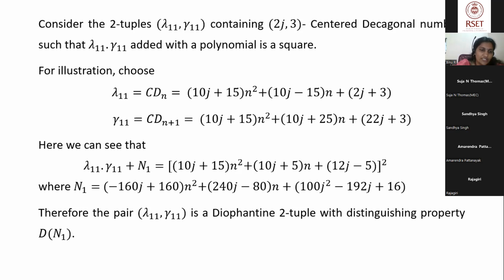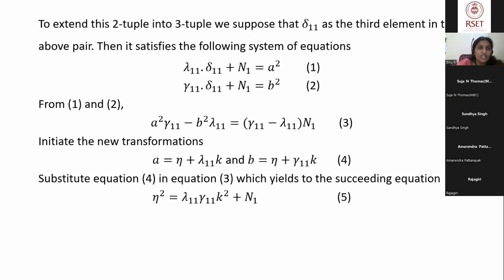So if you notice here, lambda11 times gamma11 plus N1 is equal to a perfect square, where N1 is equal to minus (160J plus 160)n square plus (240J minus 80)n plus 100J square minus 192J plus 60. Therefore, the pair lambda11, gamma11 is a Diophantine two-tuple with the property D(N1). To extend the two-tuple into a three-tuple, I consider delta11 as the third element in the above pair.